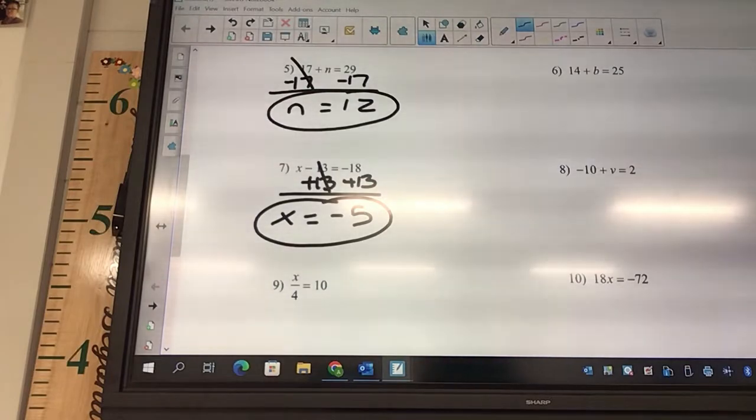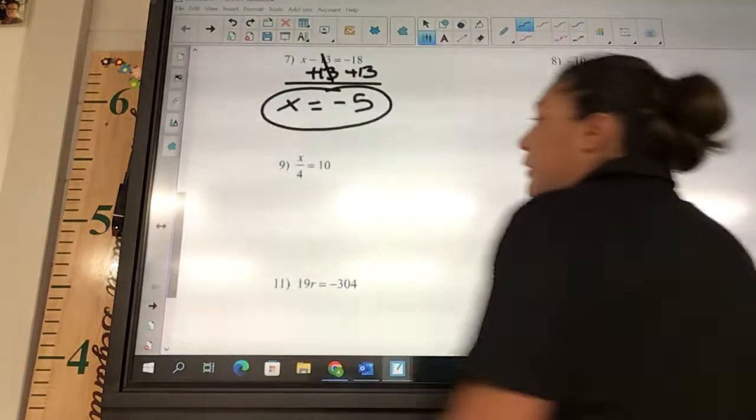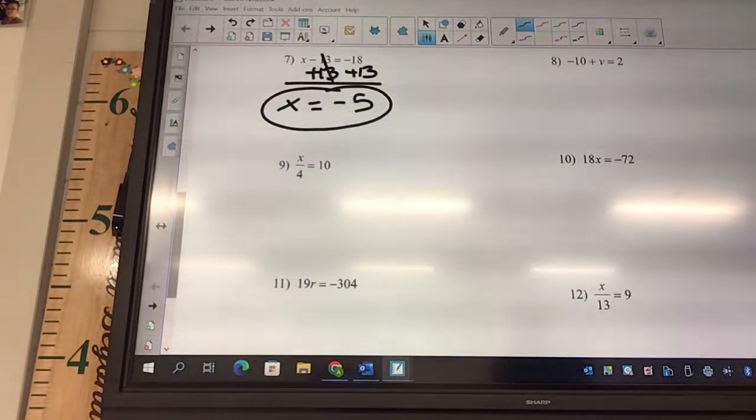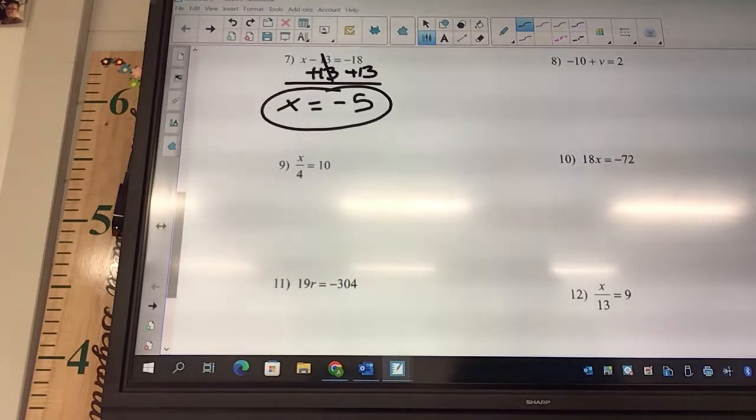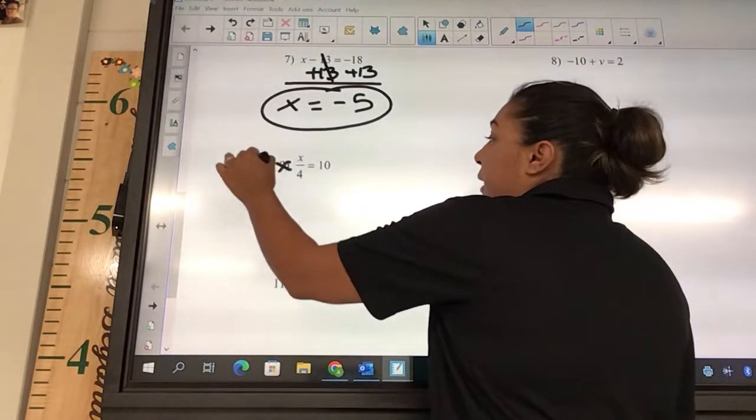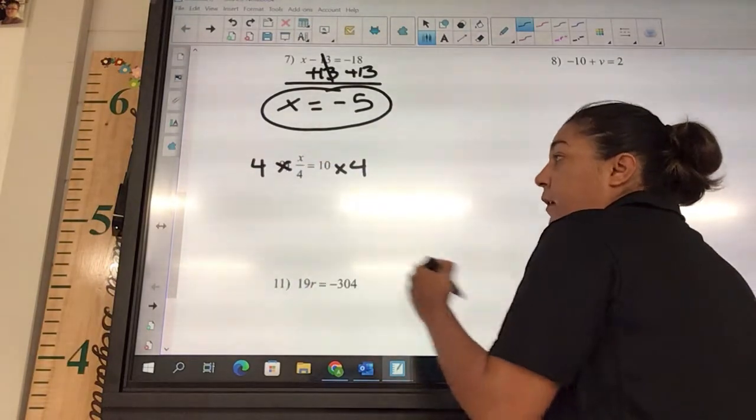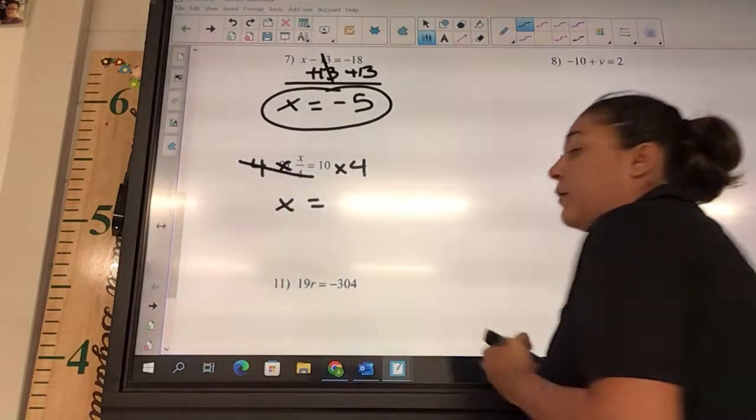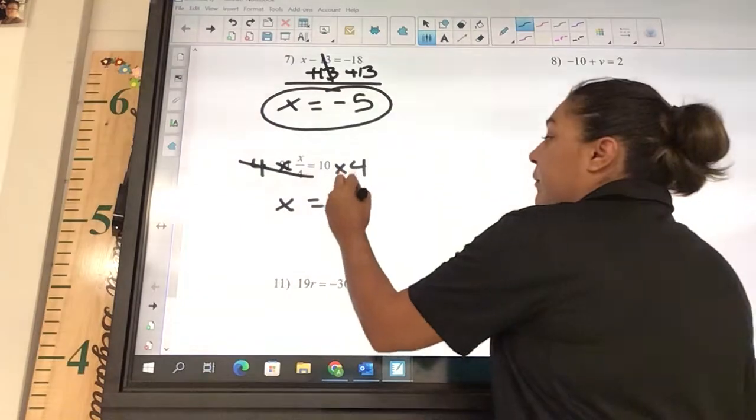Okay, x over 4 = 10. What does x over 4 mean? It means divide. So you need to multiply by what? 4. So you say times 4 on one side, times 4 on the other side. And so these 4's cancel. You got x equals what? 40.